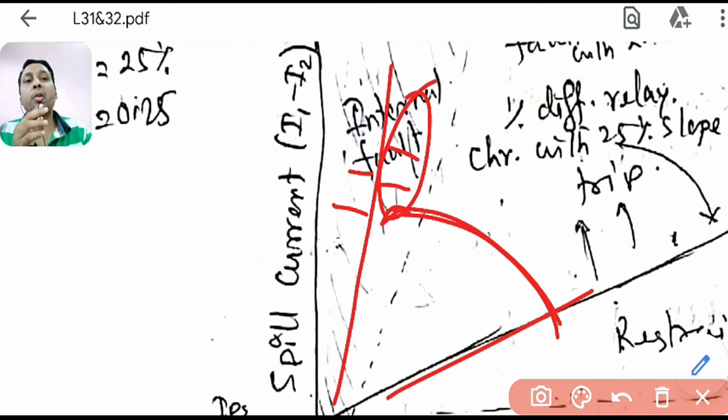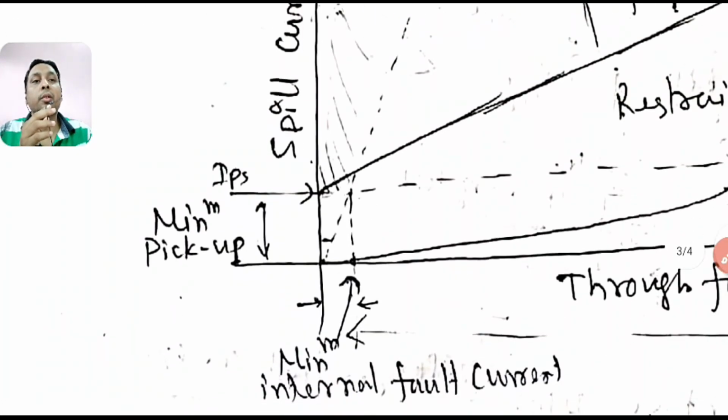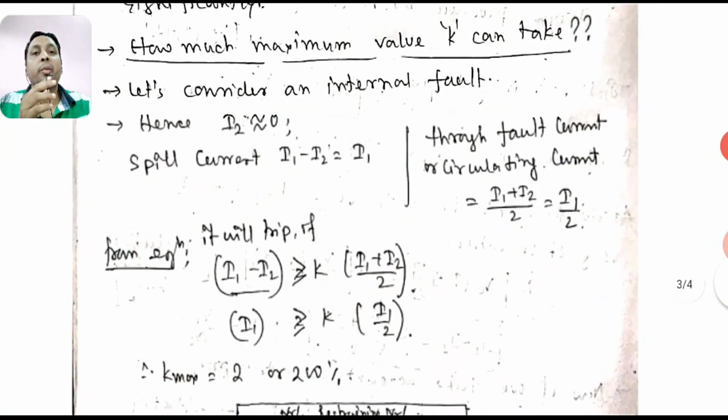So your K cannot go beyond this line. So that's why the maximum value of K is 2. You can correlate with the figure also, with normal geometry also. So how much maximum value have we seen?